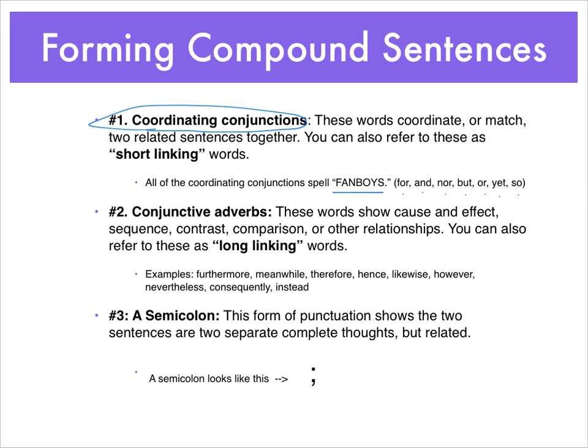You'll notice on this slide some other types of linking verbs. We call those conjunctive adverbs, or sometimes we just use a semicolon, which is a different type of punctuation. We're going to come back to those in a different video, so don't worry about those just yet. Let's move on to some more information about these fanboys and commas.